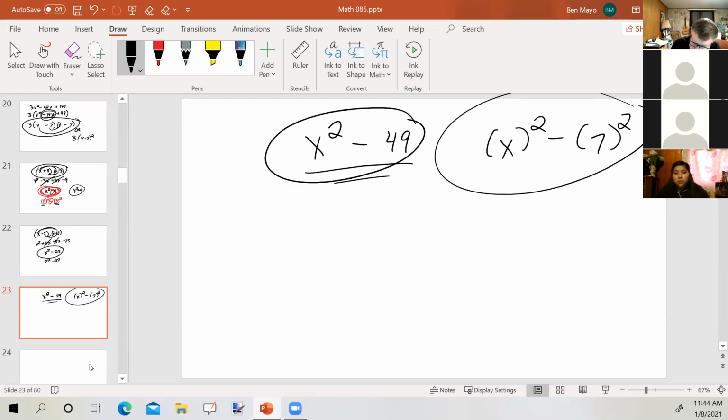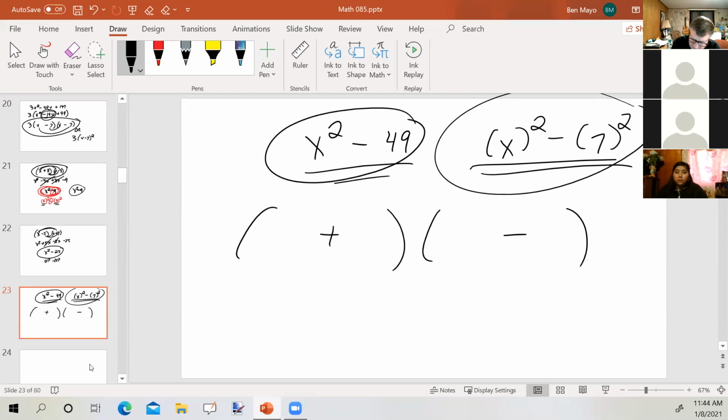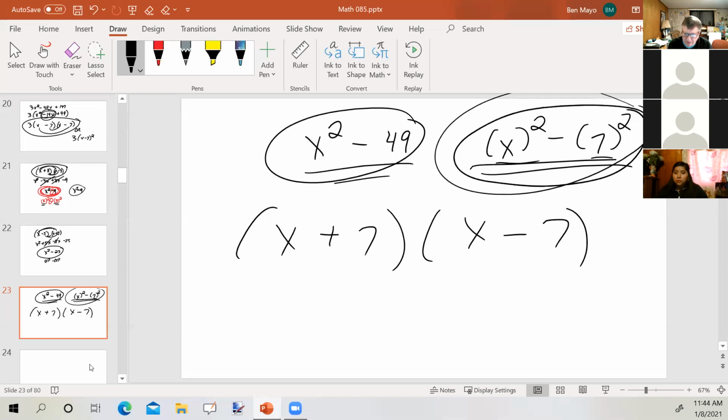So because that could be written this way, its factors are going to be the sum of these two numbers times the difference of those two numbers. Now, this is not factoring it. This is just confirming that it is the difference of two squares, and then we take the two bases and put them, the sum of them, the difference of them. Any questions about that example? Okay. Let's take a look at another example.